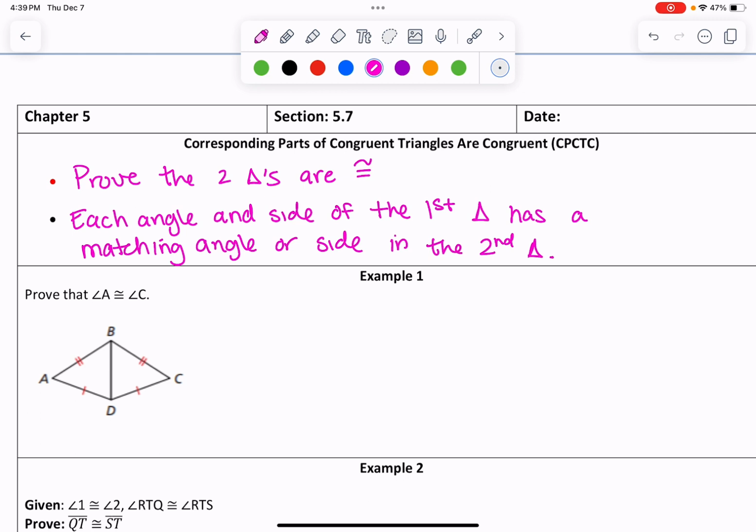Again, the first thing we have to always do is prove the two triangles are congruent first. So let's take a look at 3 example proofs, and then you guys are going to practice them on your own. We want to go ahead and always make our statements and reasons table.